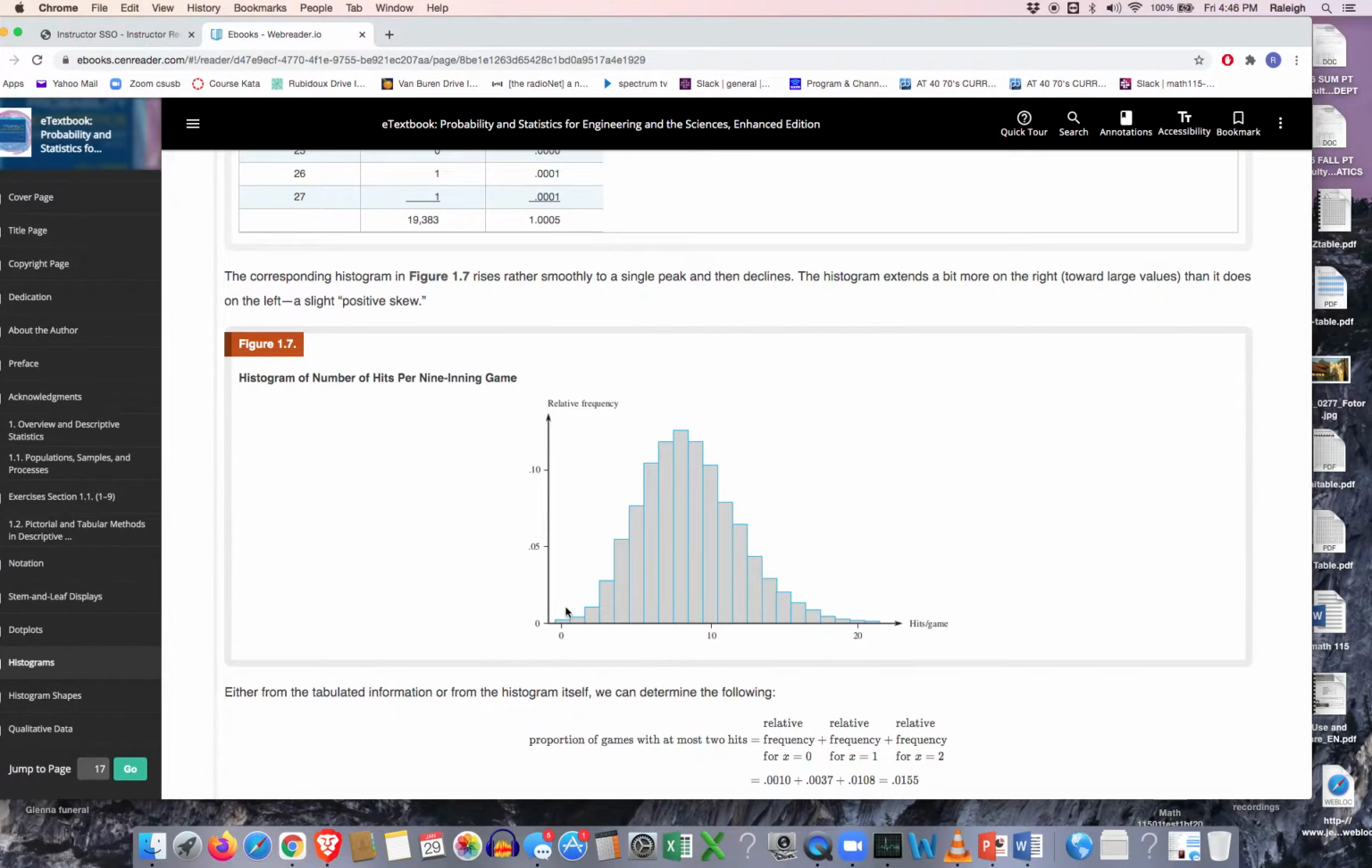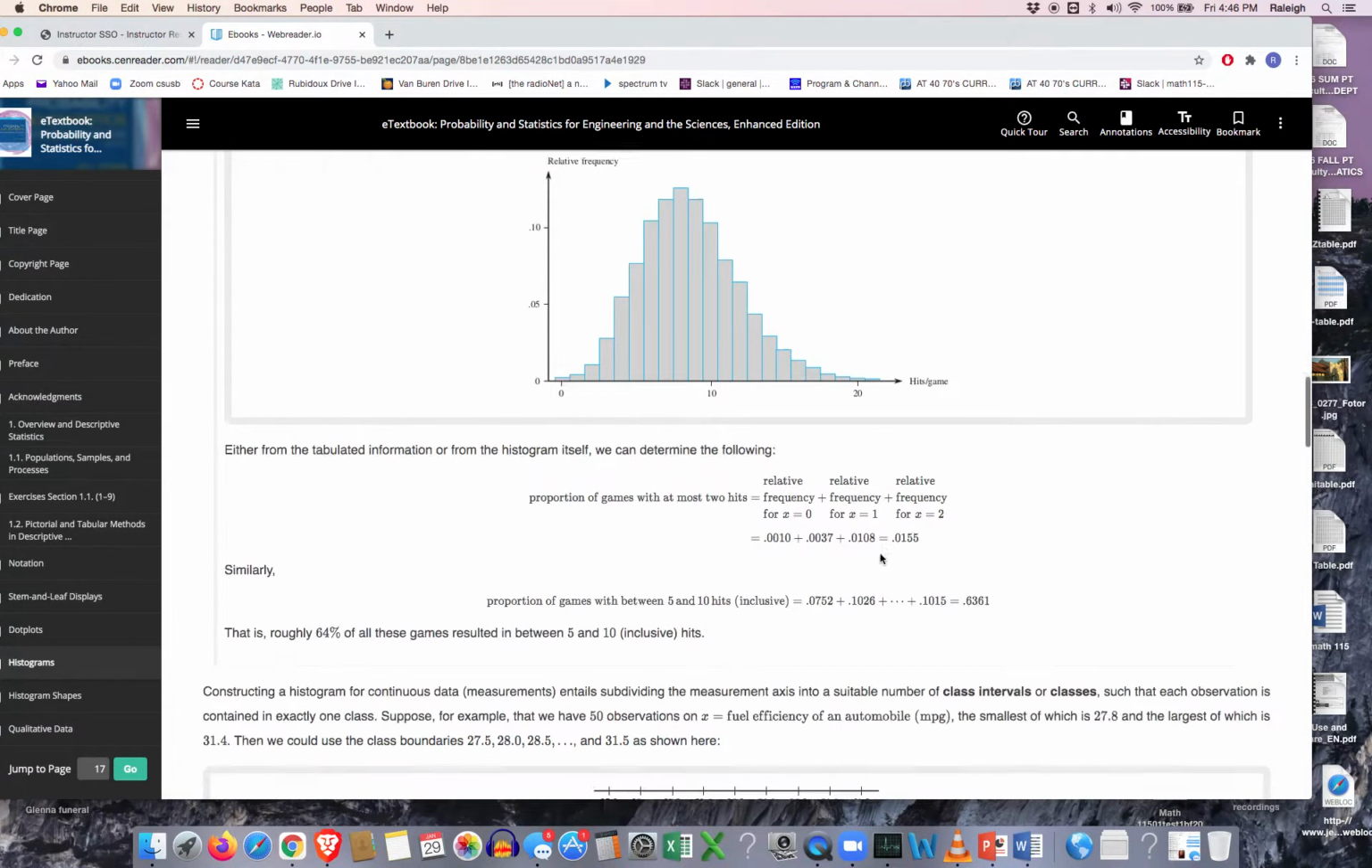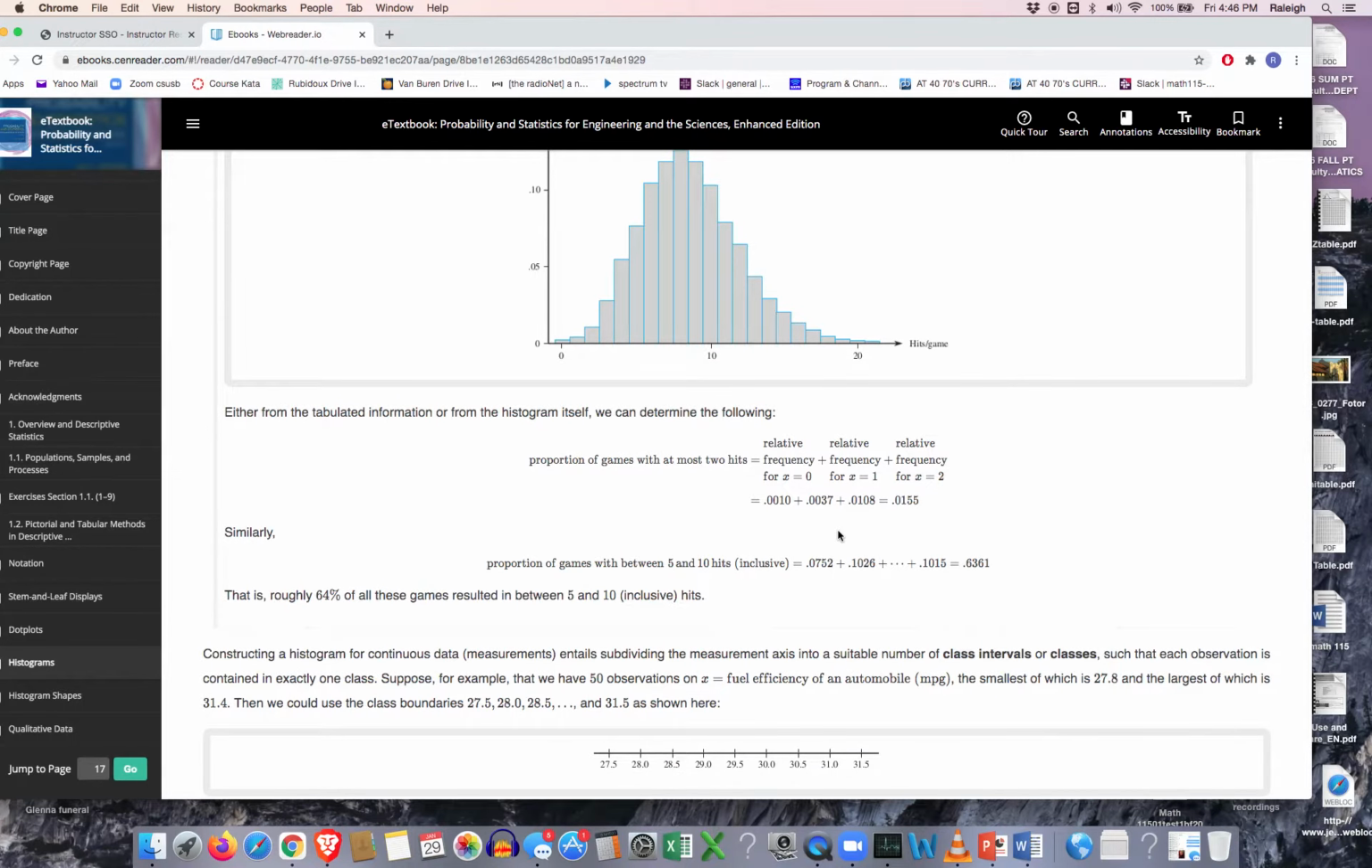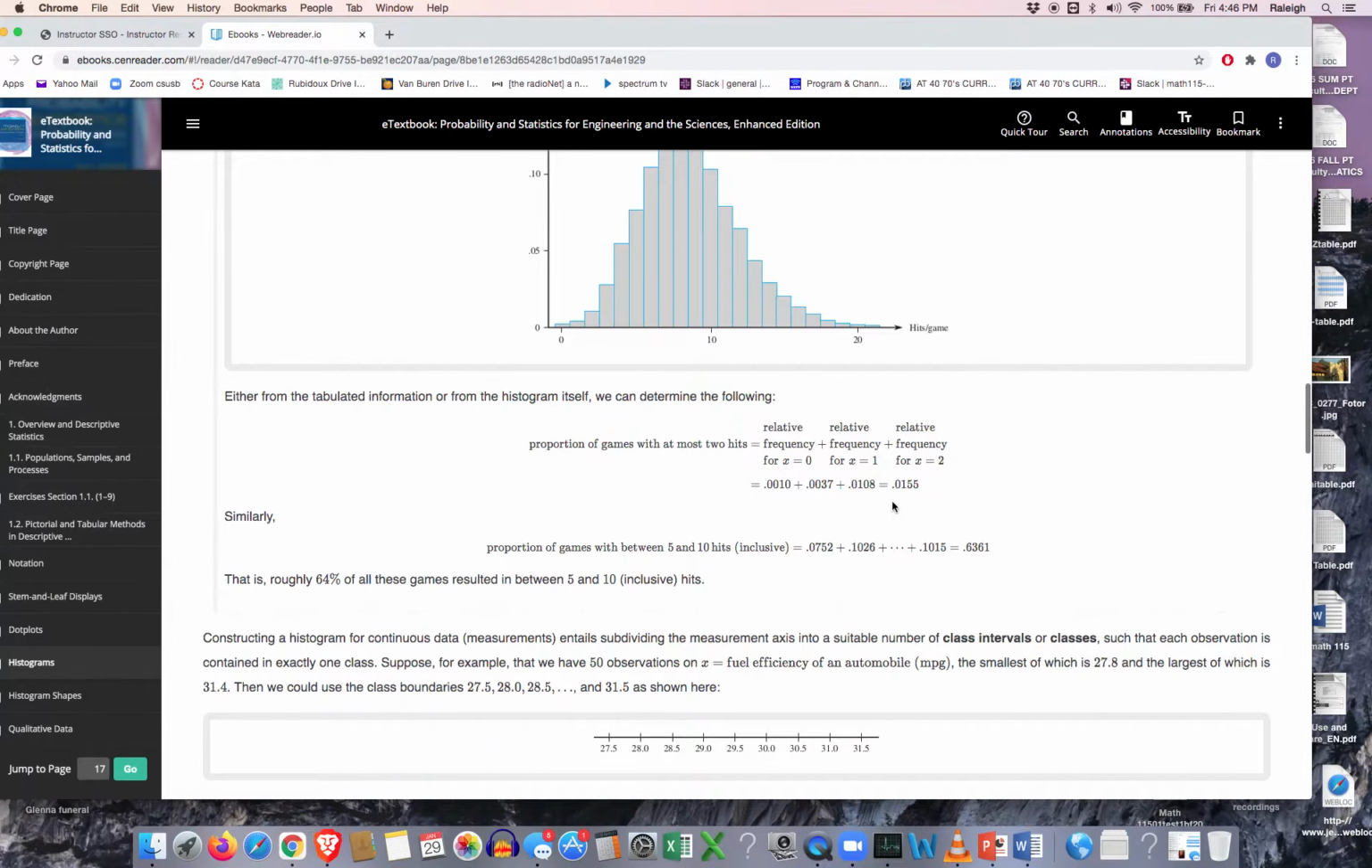It's not perfectly symmetrical. We have what seems to be a little bit of skew here. It does look almost symmetrical, but there's more of a right tail here. But we'll talk about that later on. They found ways to get various probabilities, as we mentioned before, about a 1.5% chance of a game with at most 2 hits. And of course, at most is maximum.